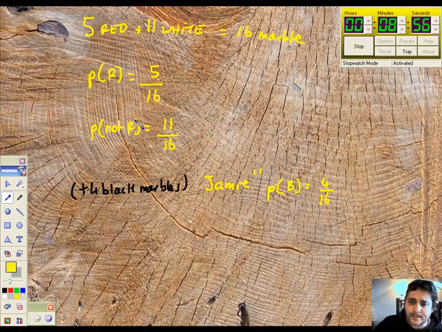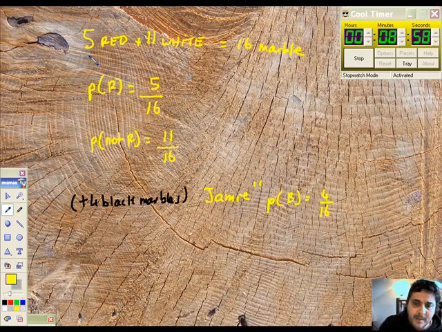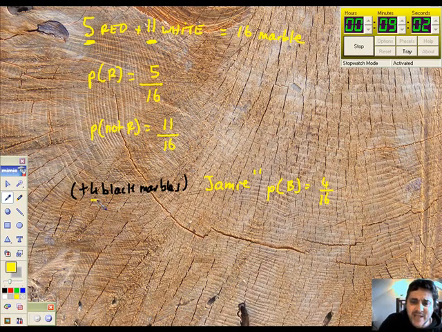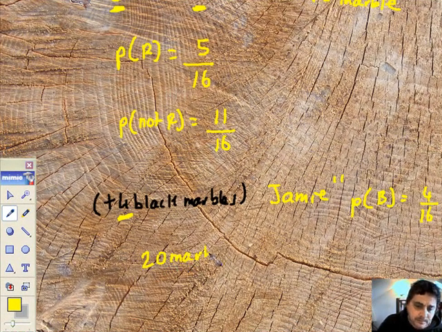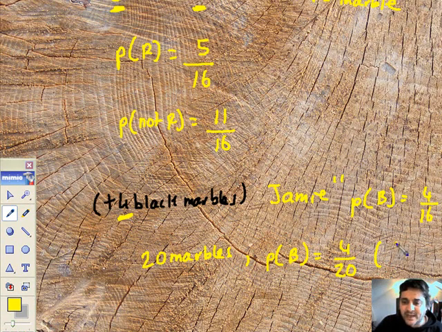Well, let's look at what we've got. We've got 5 reds, 11 whites, and he's just added 4 black marbles. We have got 20 marbles, not 16. So Jamie is wrong because the probability of actually getting a black is the 4 he put in there out of 20, which can be simplified down to 1/5 if you look at it carefully.